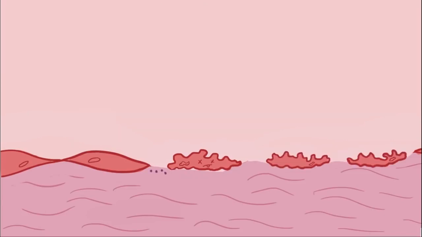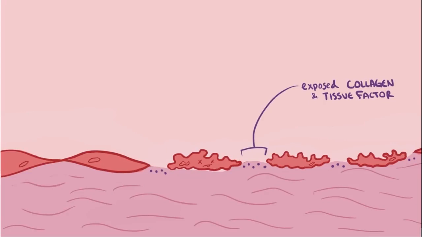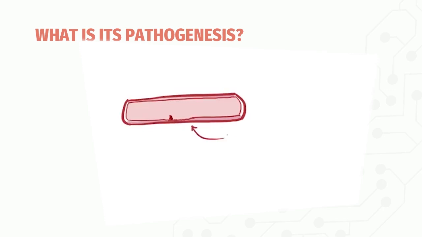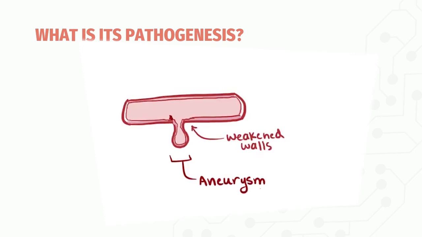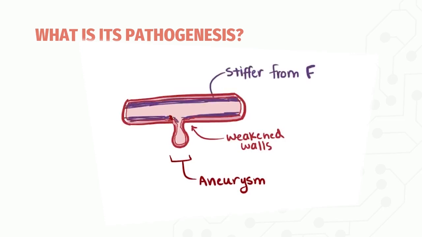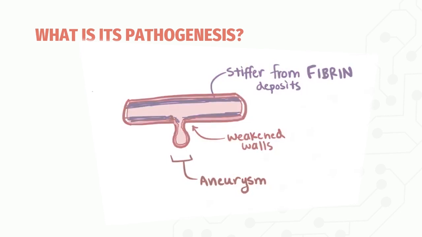Once the endothelium is damaged, almost all vasculitis diseases progress in a similar way. The damaged endothelium exposes the underlying collagen and tissue factor, and these exposed materials increase the chance of blood coagulation. The blood vessel walls themselves get weaker as they are damaged, making aneurysms more likely. And as the vessel wall heals, it becomes harder and stiffer because fibrin is deposited into the vessel wall as a part of the healing process.